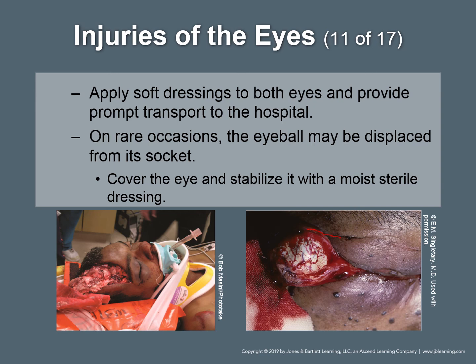Especially like here, the eyeball has jumped out of the socket. So we would cover that with a moist sterile gauze and then wrap that with a soft bandage. And on this one, we would wrap both eyes because we don't want both eyes moving around. Okay.